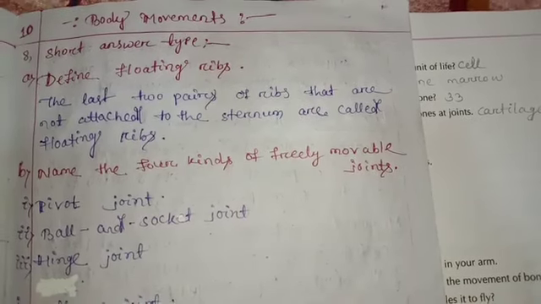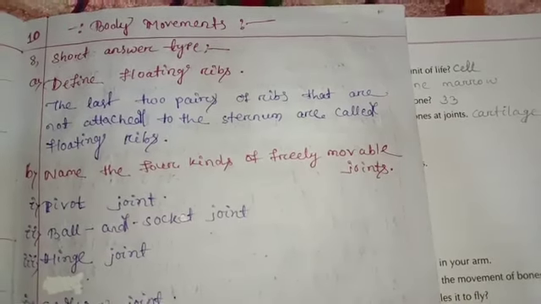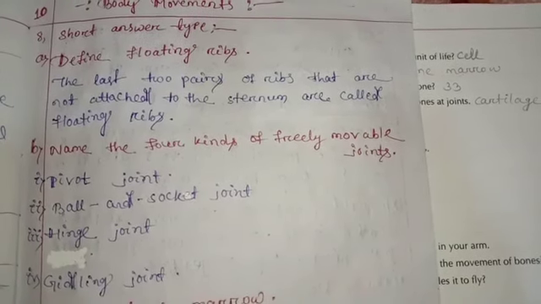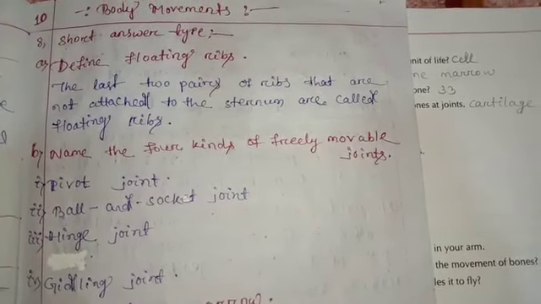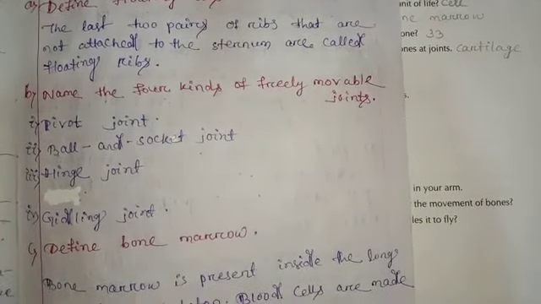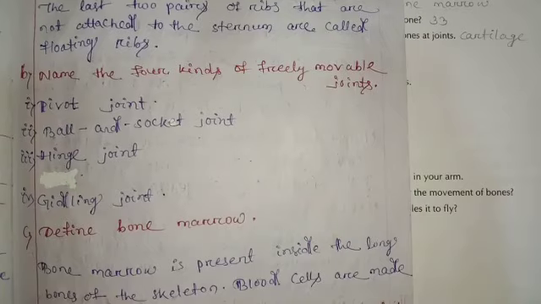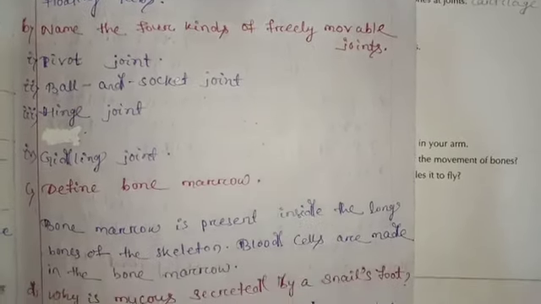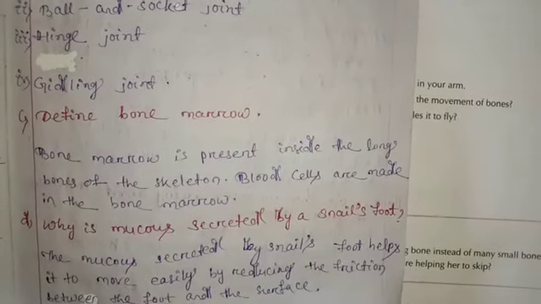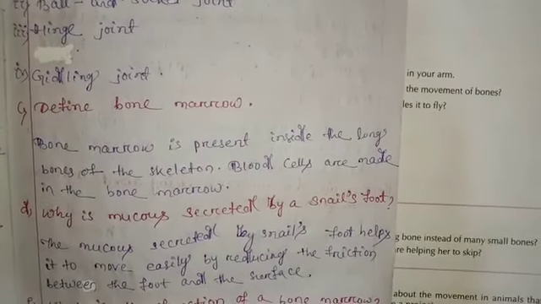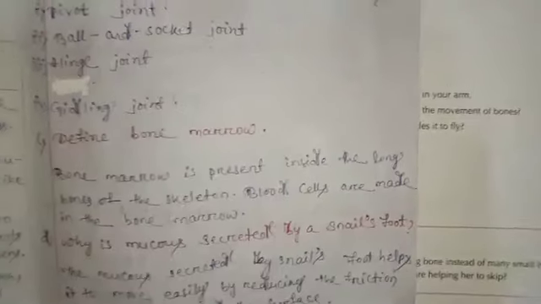This is the answer of your short answer type questions. Define floating ribs. The last two pairs of ribs that are not attached to the sternum are called floating ribs. Name the four kinds of freely movable joints: pivot joint, ball and socket joint, hinge joint, gliding joint. Define bone marrow. Bone marrow is present inside the long bones of the skeleton. Blood cells are made in the bone marrow.